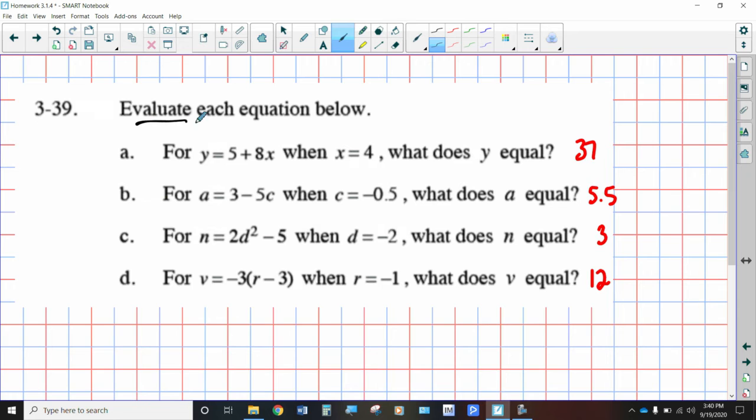All right, evaluating means we're going to take our value for x and plug it in here and use the order of operations. So 4 times 8 is 32, and 32 plus 5 is 37. Here you've got 2 variables. I guess, no, we only have the one. We're going to plug in where c is equal to negative 0.5. So 5 times 1/2 is 2.5, but then that's a negative 2.5. So it's 3 minus negative 2.5, which means you're going to add, okay?